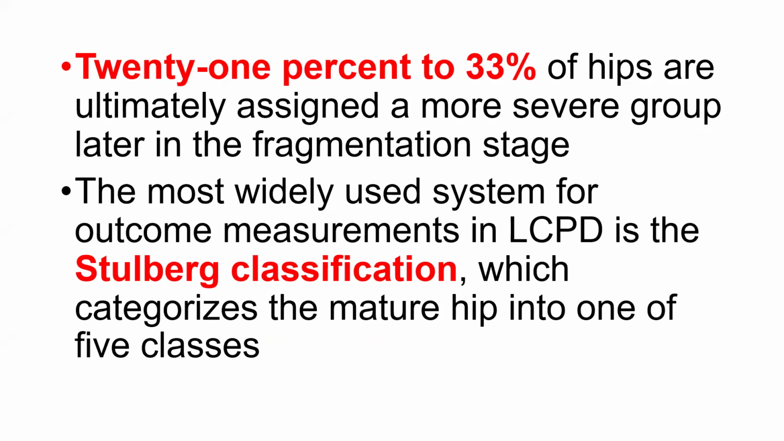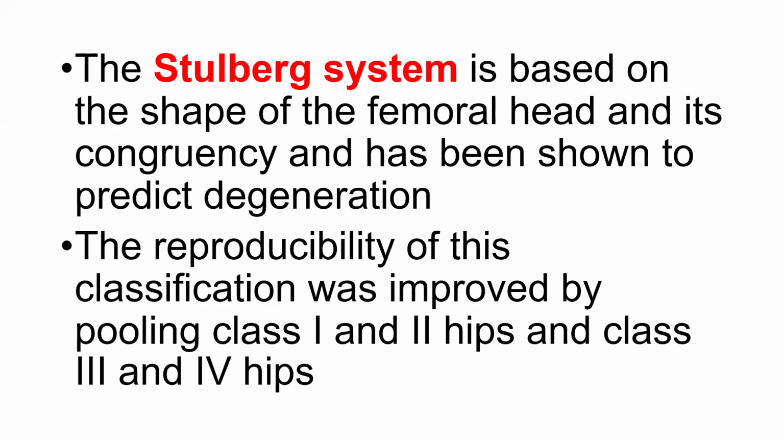The most widely used system for outcome measurements of Legg-Calve-Perthes disease is the Stulberg classification, which categorizes the mature hip into 5 classes. The Stulberg system is based on the shape of the femoral head and its congruency and has been shown to predict degeneration. The reproducibility of this classification was improved by pooling class 1 and 2 hips and class 3 and 4 hips.